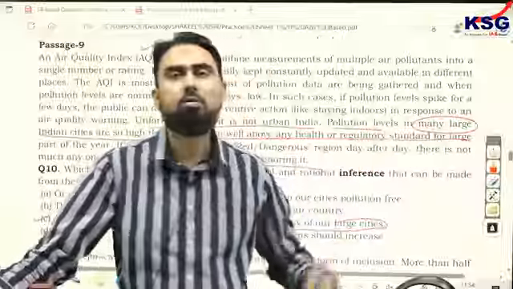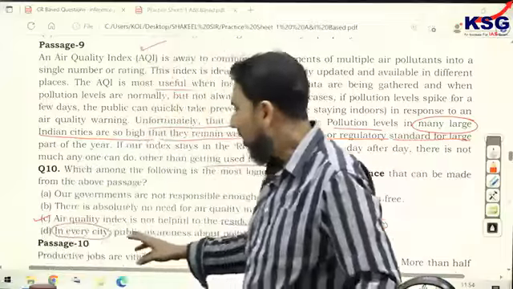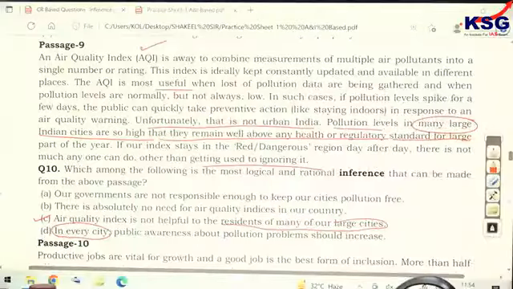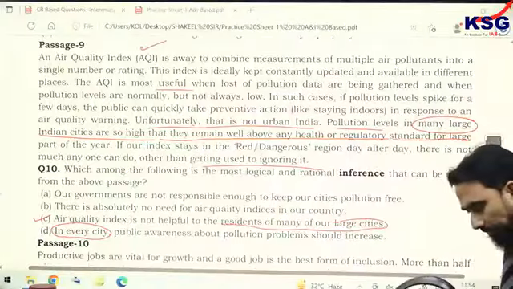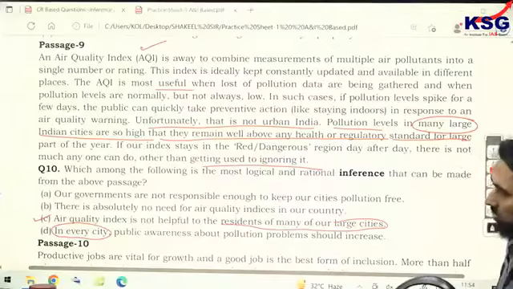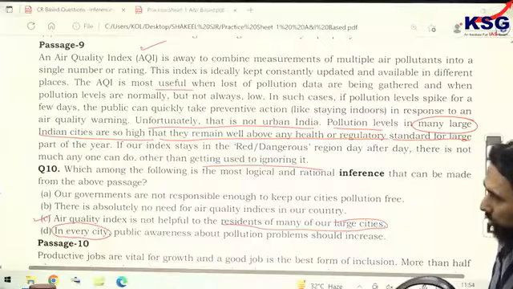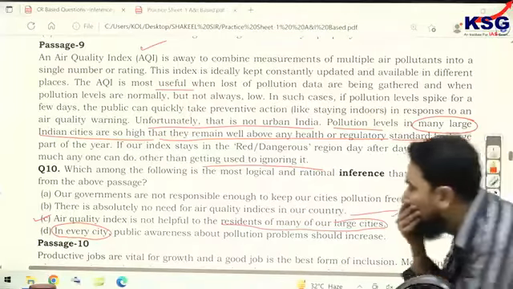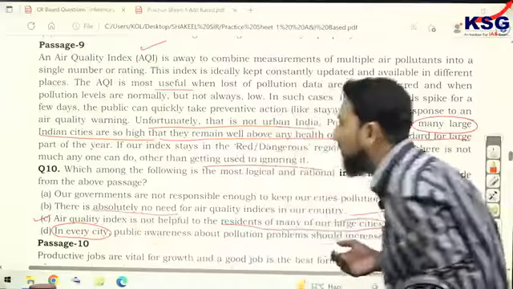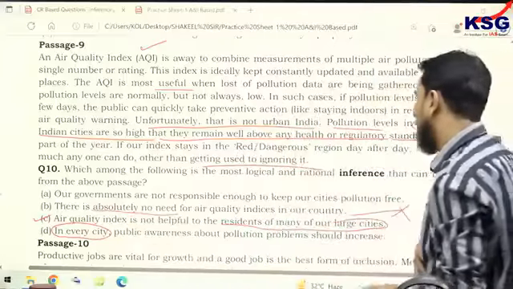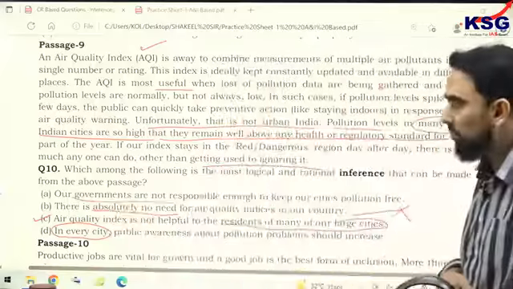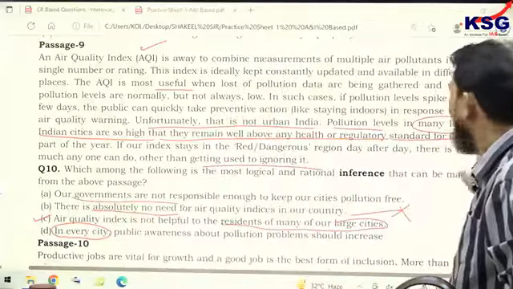The passage talks about large cities, and option D does not talk about the point that has been raised here. Awareness about pollution problem should increase. So D loses out. Option B, there is absolutely no need for an equality index in our country. Absolutely no need is extreme. Our governments are not responsible enough to keep we don't know whether governments are responsible or not responsible. So you were supposed to choose the best option.